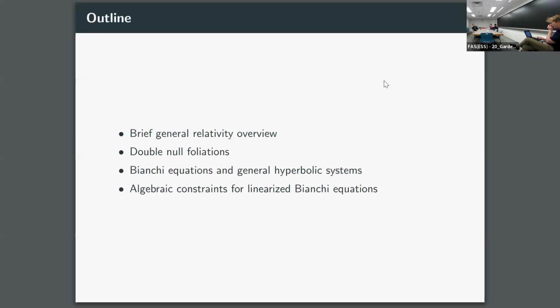Okay, so yeah, I'm going to talk about hyperbolic equations and double null foliations, or double null gauges, if you prefer. So I'll just start with a brief overview, and the first two topics are kind of background, GR and double null foliation overview, and then the second two topics are kind of the main research points for today.